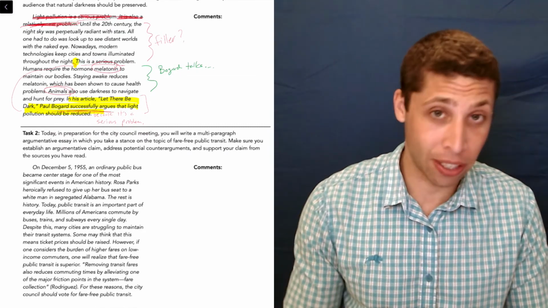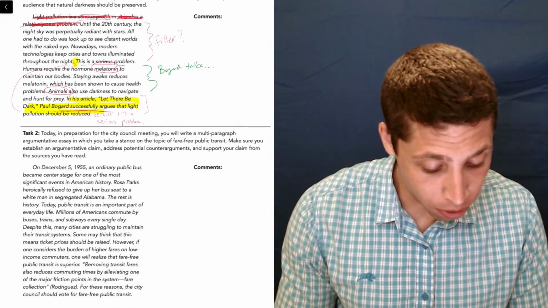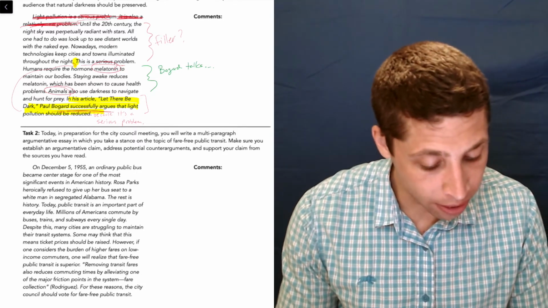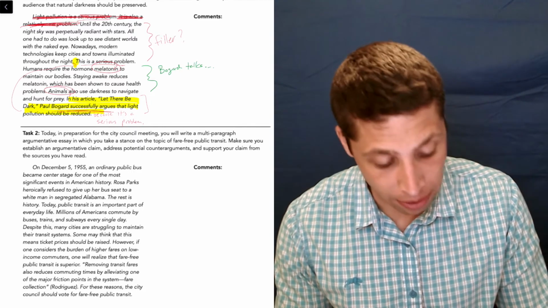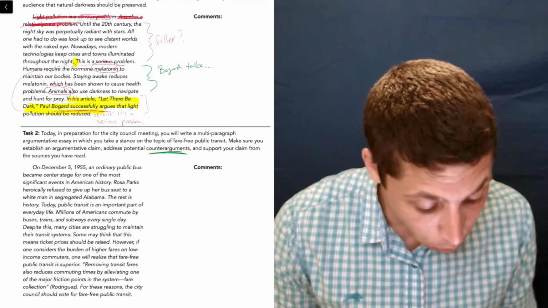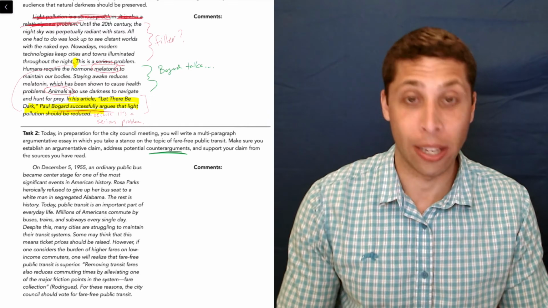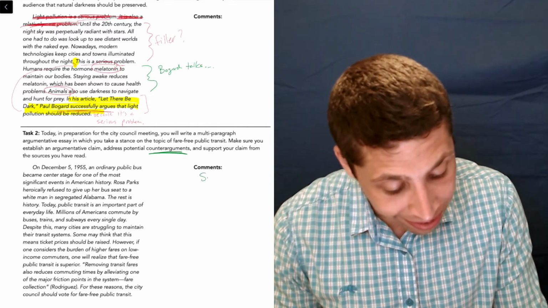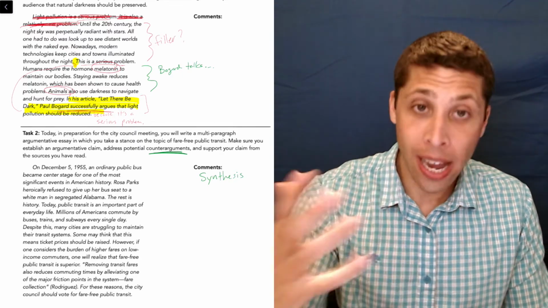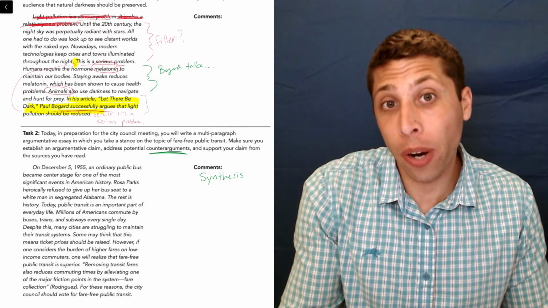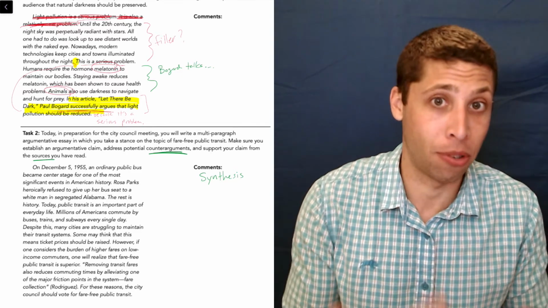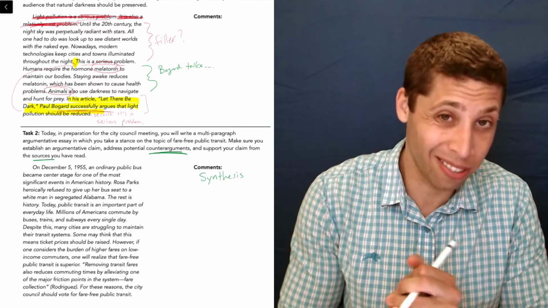Number 2 is a different kind of essay. Today, in preparation for the city council meeting, you will write a multi-paragraph argumentative essay in which you take a stance on the topic of fare free public transit. Make sure you establish an argumentative claim, address potential counter-arguments, that's important, and support your claim from the sources you've read. So this would be more of a synthesis kind of essay, where yes, you need to provide your own opinion, but it's not coming from nowhere. You have source material and you need to cite those sources. So you've got to make sure you accomplish that as you go through. So let's look at how this person does this.